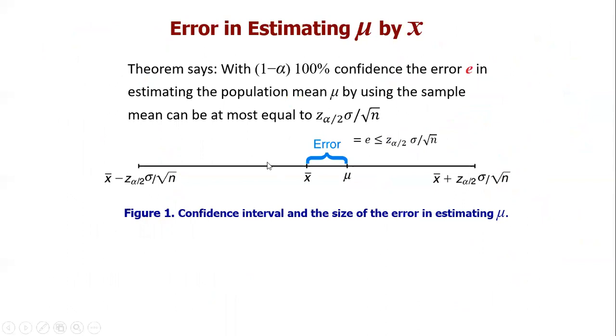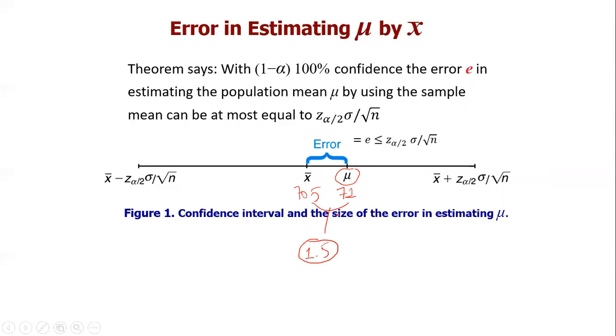Remember, for example, assume that the real mu is here. Let's say the real mu is 72. And this is a point estimate. If the point estimate turns out to be 70.5, then what is the error that you make? The error that you make is 1.5, right?